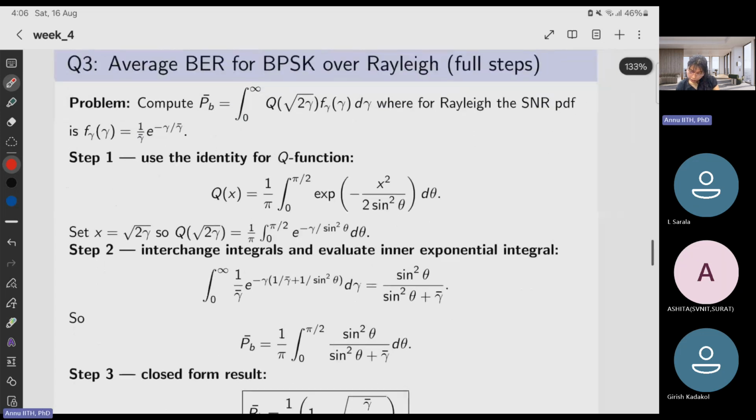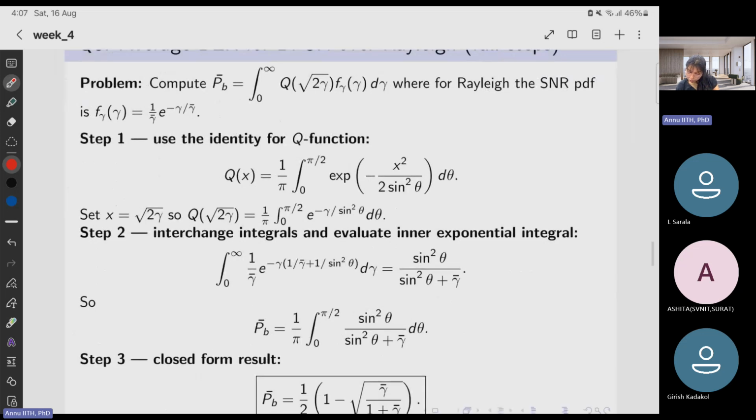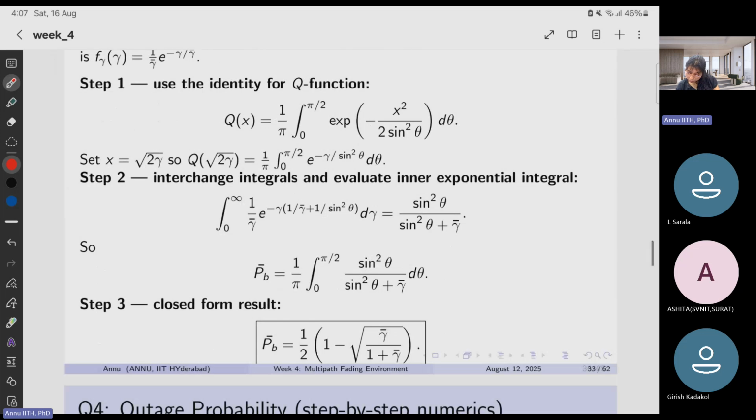Use the identity for the Q function: Q of x equals 1 upon pi, integral from 0 to pi by 2 of exponential of minus x squared by 2 sine squared theta d theta, where setting x equal to root over 2 gamma. So Q of root 2 gamma is equal to 1 upon pi, integral from 0 to pi by 2 of e power minus gamma divided by sine squared theta d theta. Interchanging the integrals and evaluating the inner exponential integral, you have this. And finally getting Pb equal to 1 by 2 multiplied by 1 minus root over gamma bar divided by 1 plus gamma bar.